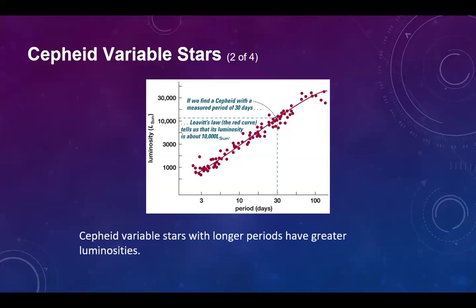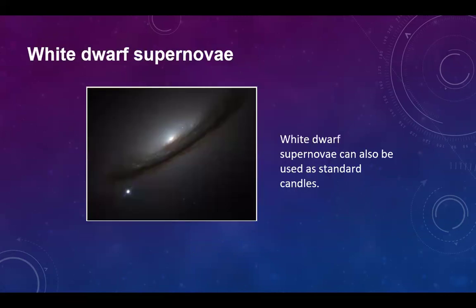So the longer the period, the brighter the star. So if we find a Cepheid with a measured period of 30 days, the red curve tells us that its luminosity is about 100,000 times the luminosity of the Sun. So Cepheid variable stars with longer periods have greater luminosities. But there's a relationship, so you can almost figure out what the luminosity should be for any Cepheid variable star.